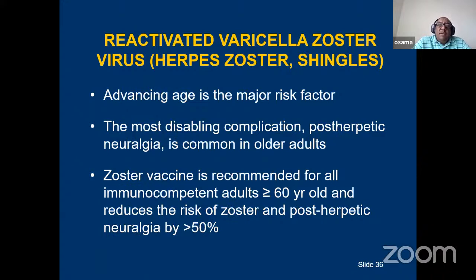Reactivated varicella zoster virus, herpes zoster, and shingles. Advancing age is a major risk factor for zoster. The most disabling complication, post-herpetic neuralgia, is common in older adults. Zoster vaccine is recommended for all immunocompetent adults more than 60 years old, and this reduces the risk of zoster and post-herpetic neuralgia by more than 50%.